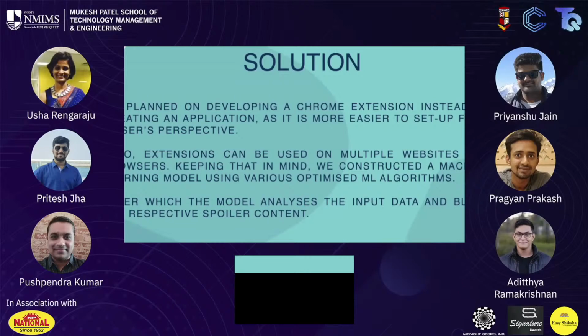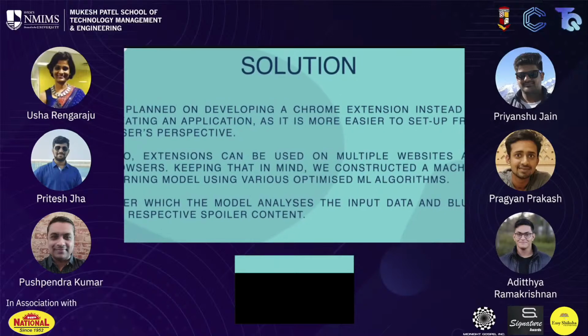Our solution to the problem statement required us to create a machine learning model which used various optimized algorithms. The output from the classification of whether a social media post is a spoiler or not was passed on to the Chrome extension. We created an extension for the browser so that the solution can be implemented on multiple websites and even other browsers. We chose this over creating an application as it is easier from the user's perspective to set up.